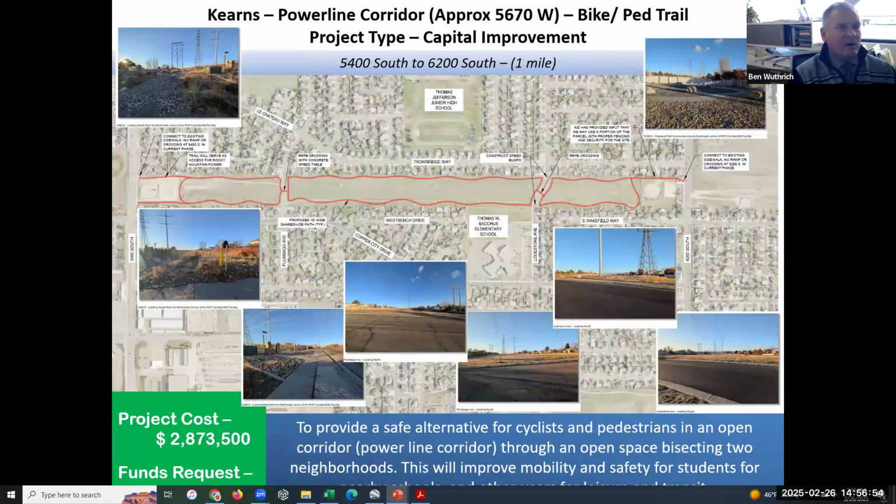Next project is a request from Kearns. This is the power line corridor, which is approximately 5670 west. This is for a bike ped facility between 5400 south and 6200 south, about a mile in length. Estimated project cost is 2.8 plus million. Funds being requested are 2.6 plus million.